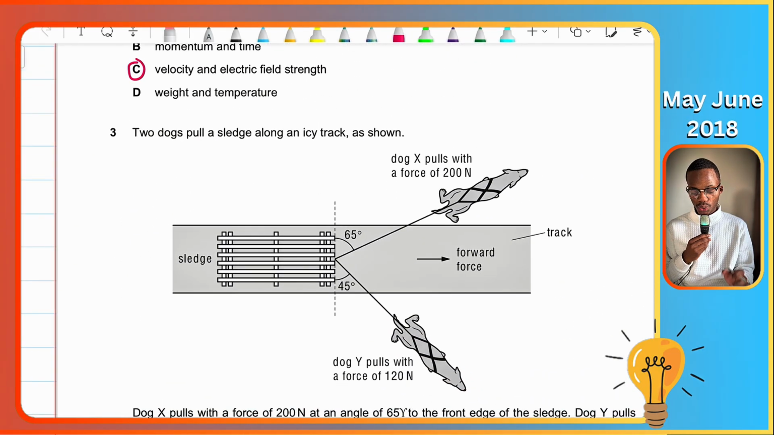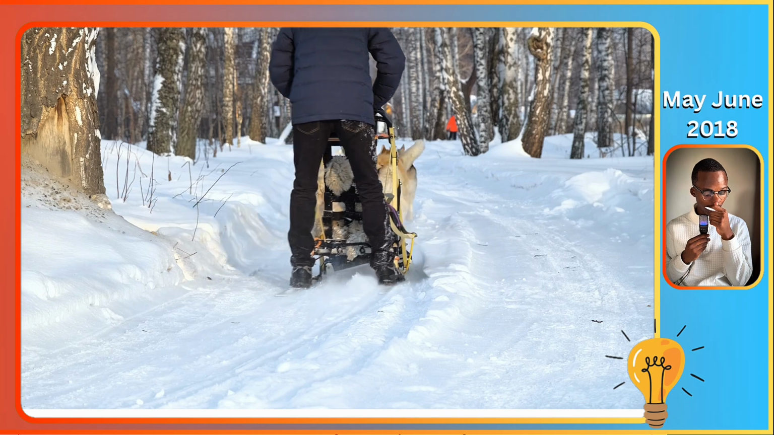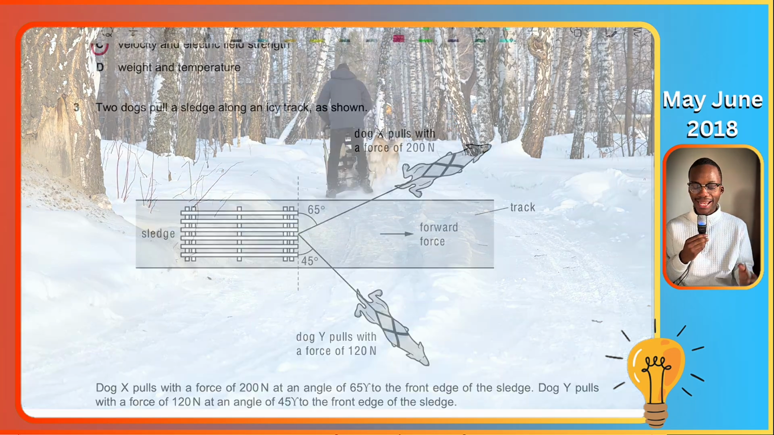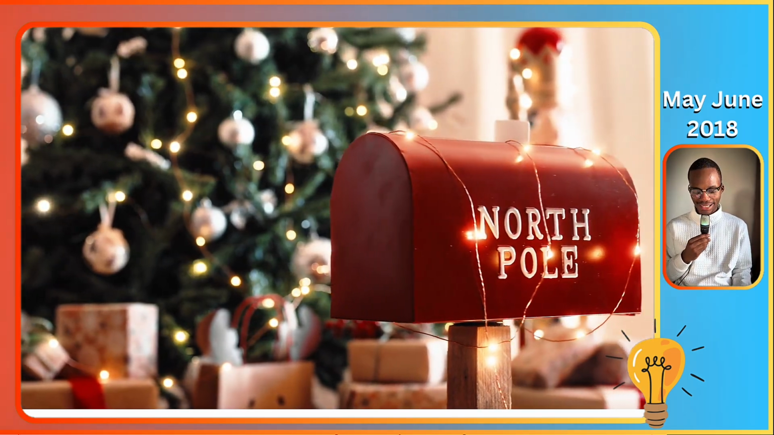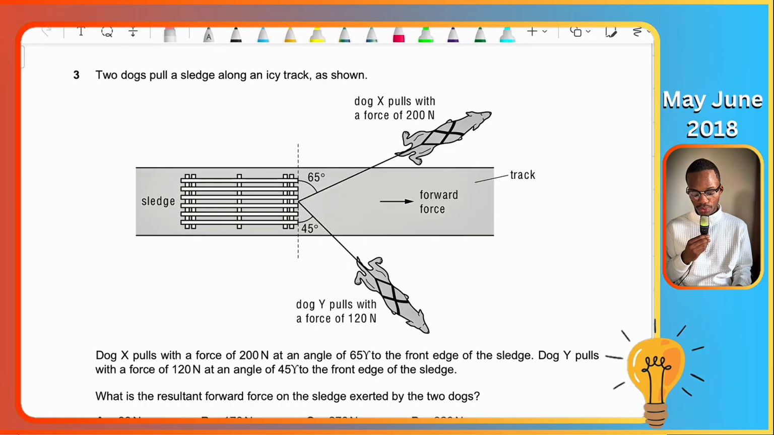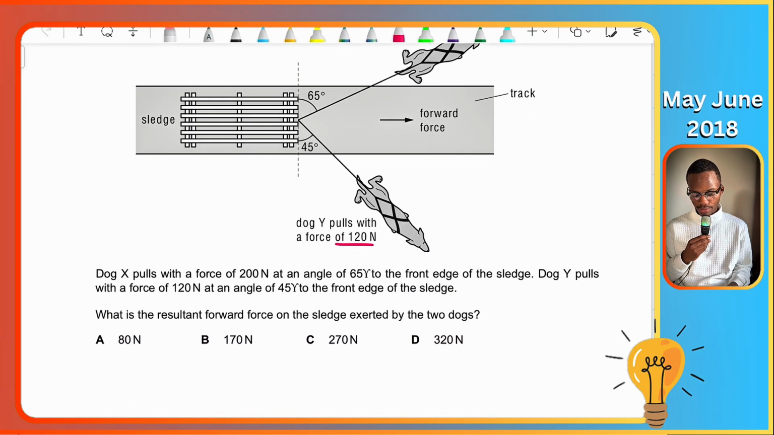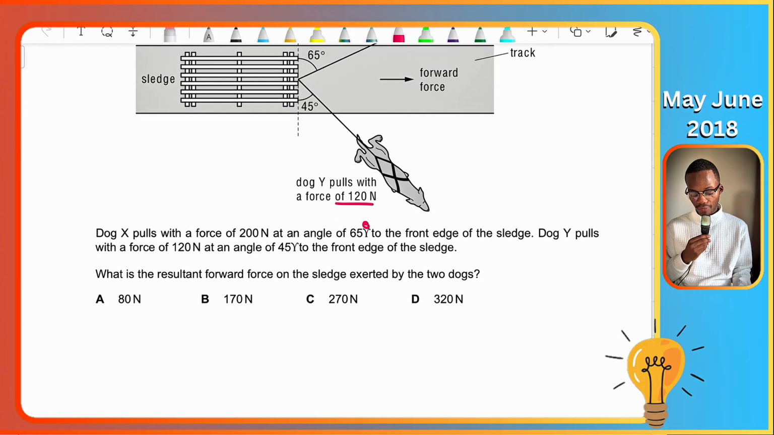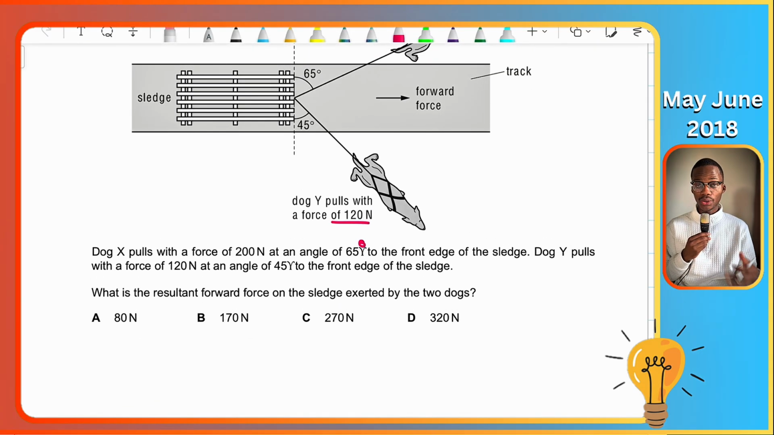Moving on to the next question, we're given two dogs. So we have two big dogs that are pulling on a sledge. So it's Christmas, and we're at the North Pole or something like that. So we have an icy track, and with those two dogs, dog X is pulling with a certain force, that's 200 newtons. Dog Y is pulling with another force, that's 120 newtons. Dog X is pulling at an angle of 65 degrees, and dog Y pulls with a force of 120 newtons at an angle of 45 degrees. What is the resultant forward force on the sledge exerted by the two dogs?